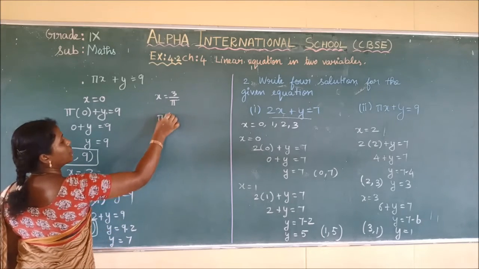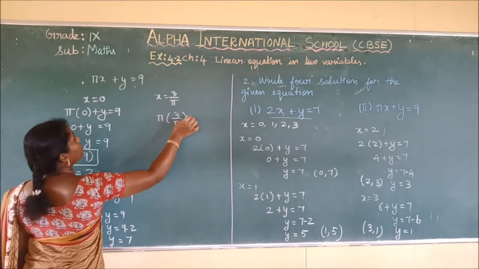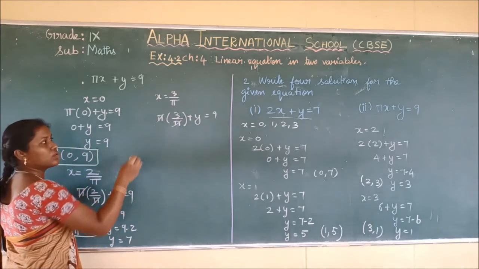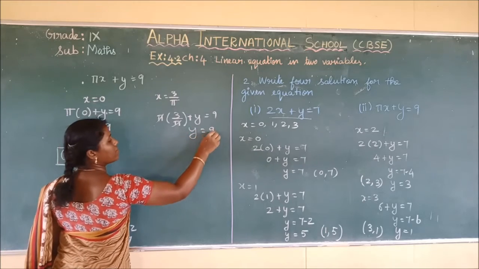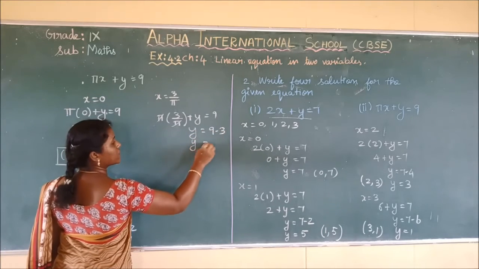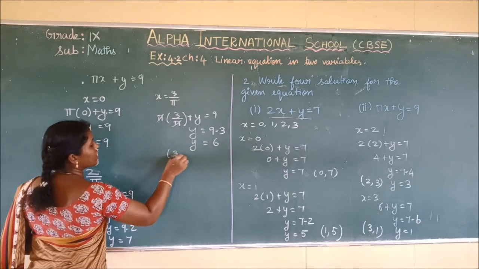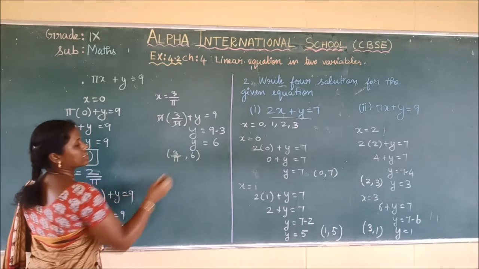That is pi into 3 by pi plus y is equal to 9. Pi and pi will get cancelled now. Plus 3 goes that side, it will become minus 3. So we got y is equal to 6. So the next set of solution is 3 by pi, 6.